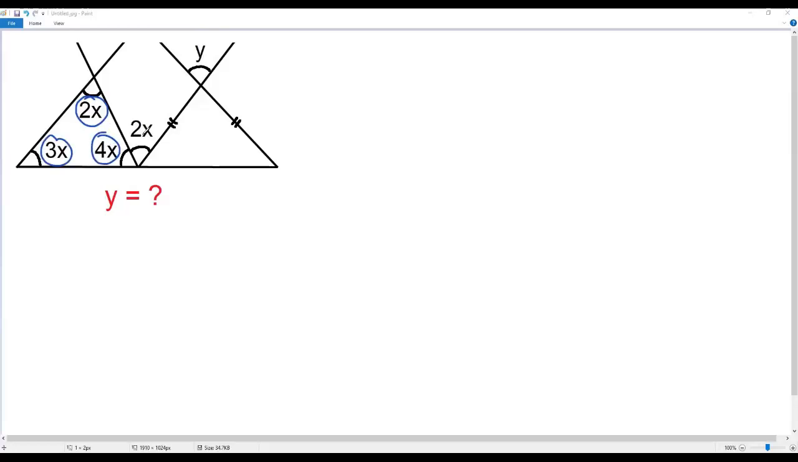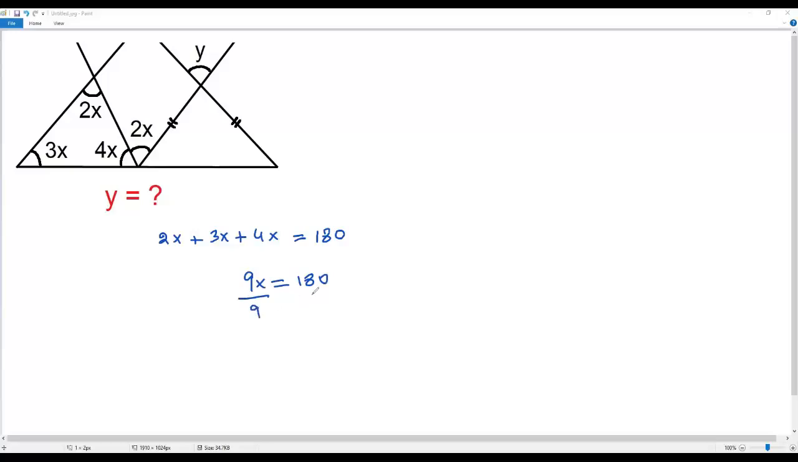In any triangle, the three interior angle measures will add up to 180 degrees. So the three interior angle measures 2x, 3x and 4x must add up to 180. So it can be equated to 180 and let's solve for x. To solve for x, first we have to combine the three terms we have on the left side over here. When I add 2x, 3x and 4x, I'm getting 9x equals 180.